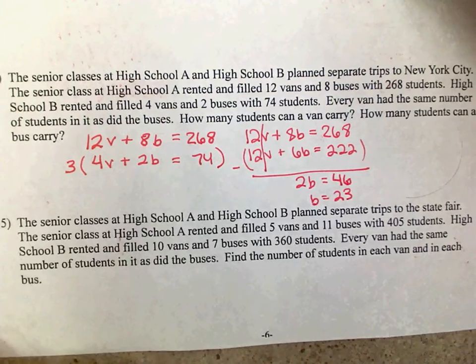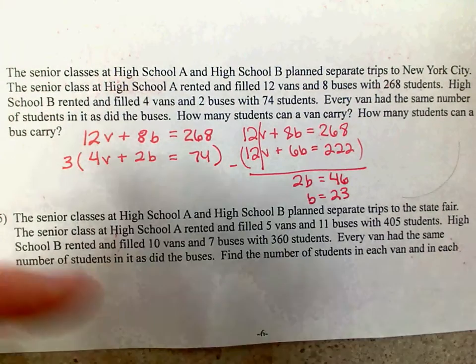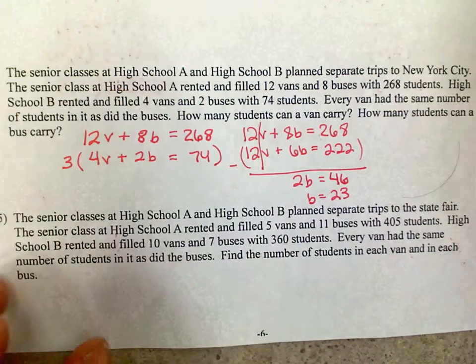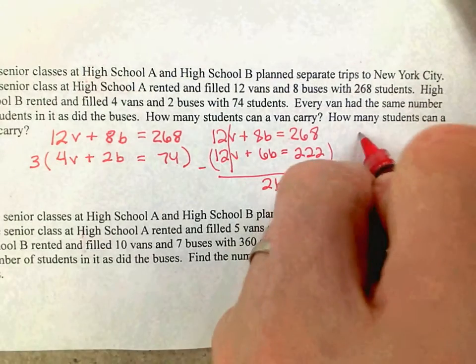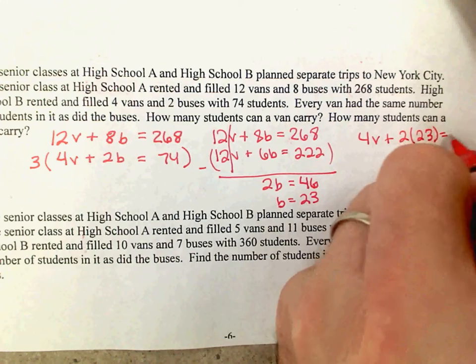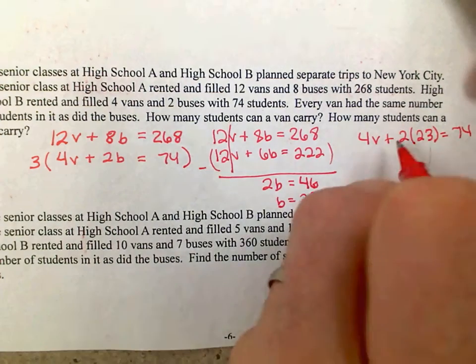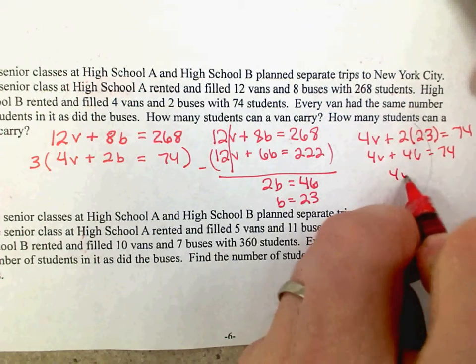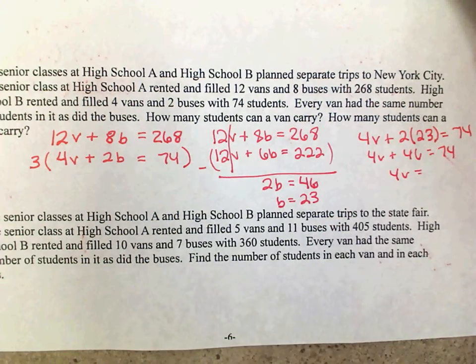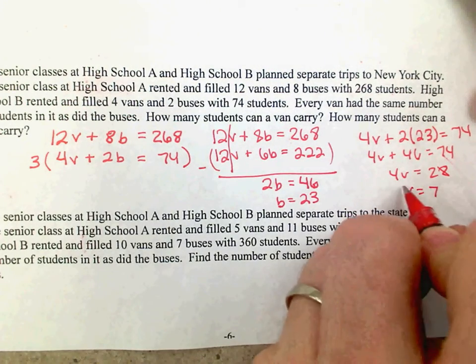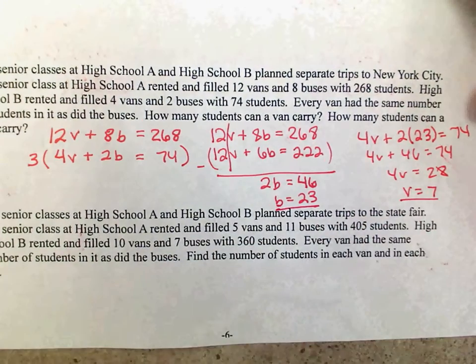And if you want to know how much a van will carry, then you plug the bus number back in to one of the original equations and you can figure out how many go in a van. So if I plug that into the bottom equation because it's got smaller numbers, 4V plus 2B equals 74, that would be 46. So divide by 4, you get vans are 7. So 7 in a van, 23 in a bus.